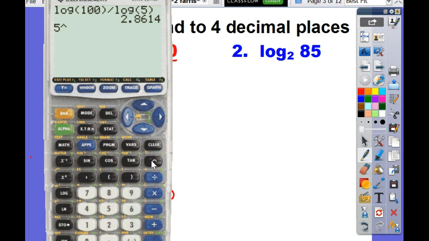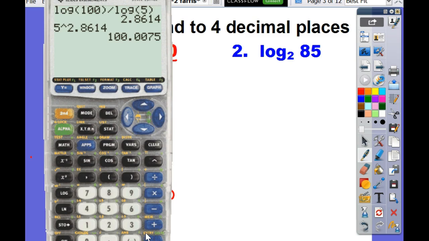5 raised to the 2.8614 power is not quite 100. Why is it not quite 100? Because I rounded off. Matter of fact, we need to talk about rounding off. It says in the instructions to round to 4 decimal places.